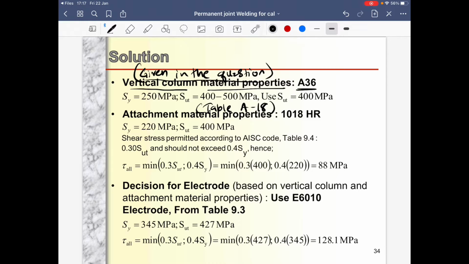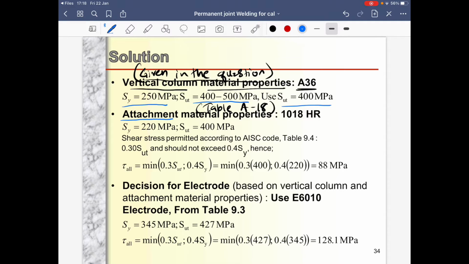So the yield strength is 250 megapascal. Ultimate tensile strength is between 400 to 500 megapascal. Because we want to make it the minimum, take the minimum one, which is the ultimate tensile strength, 400 megapascal. So take 400 megapascal. And then the second one is the attachment.